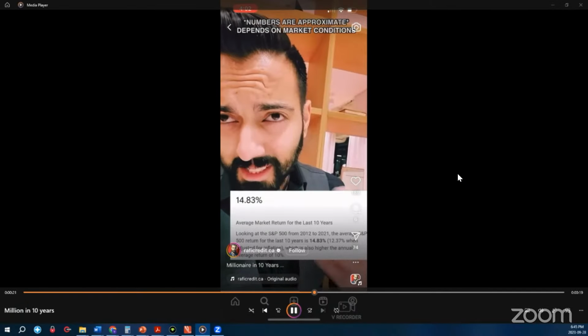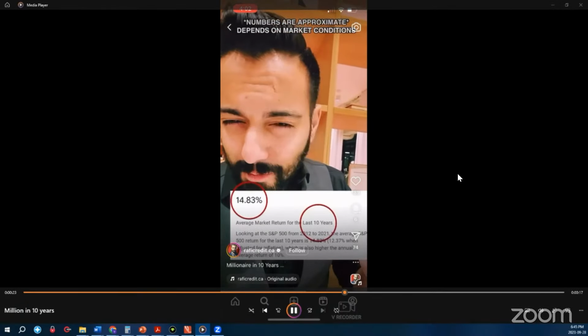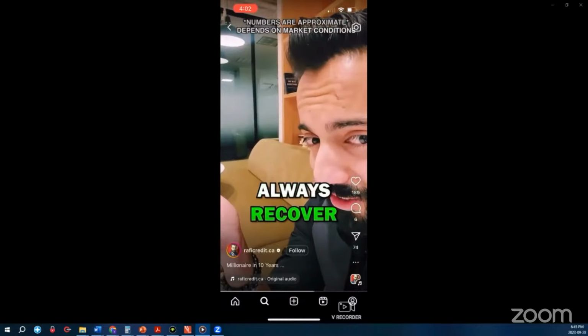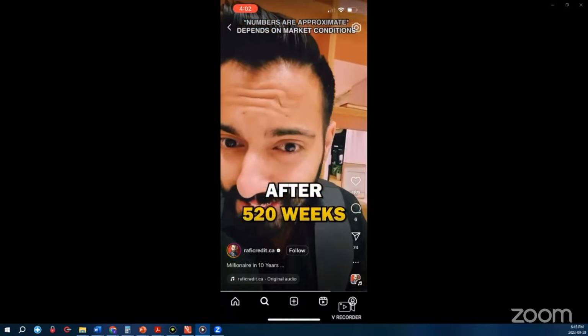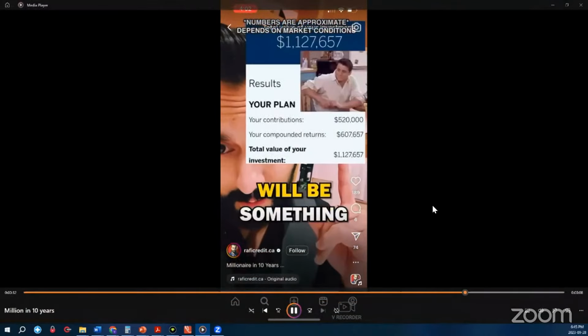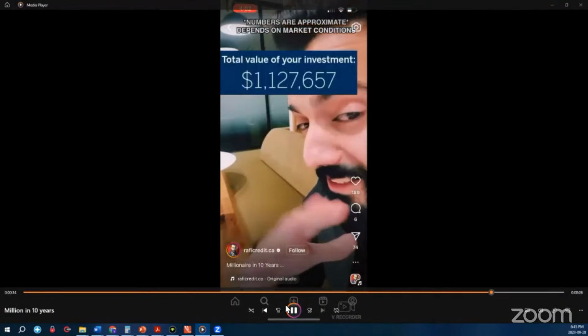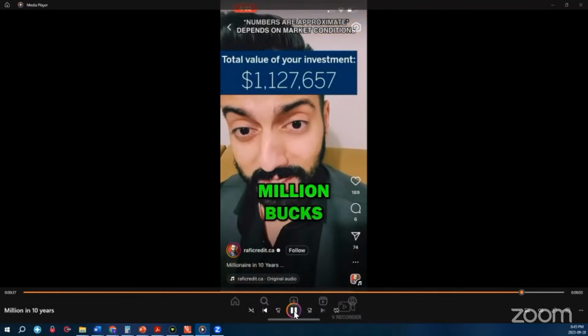The S&P fell like crazy. The average return on the S&P is something like 14% in a 10-year time horizon. Long-term markets always recover. So you keep compounding 1,000, 1,000, 1,000. After 520 weeks, 10 years, your investment will be something like this. 10 years, just $1,000 per week. That's how you get $1 million in 10 years.